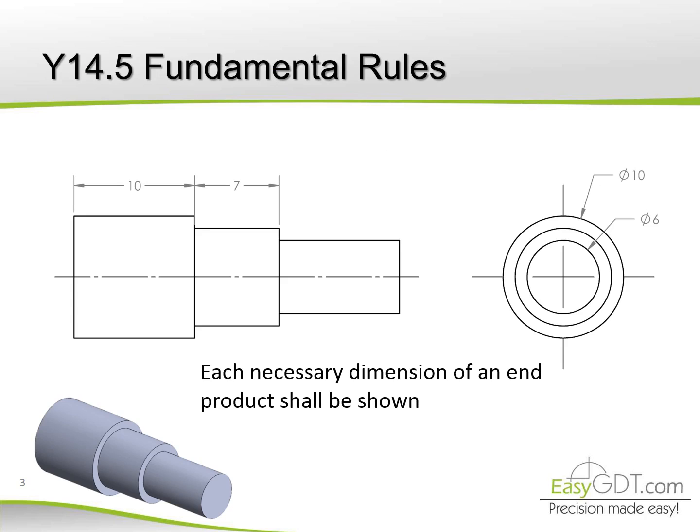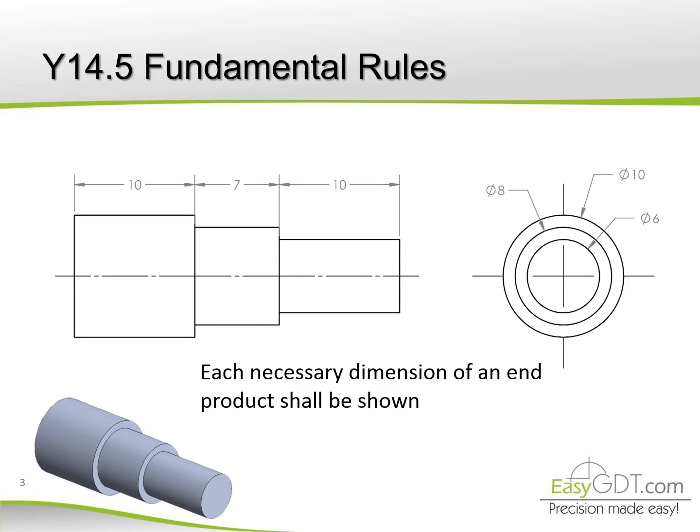Each necessary dimension of an end product shall be shown. Here we can see that we are missing some dimensions to define this part. It is very basic, but it's actually helpful to know that this is stipulated in the standard rules, so you can always demand the full definition of the part in a drawing. Here are the dimensions that were missing of 10 and 8.